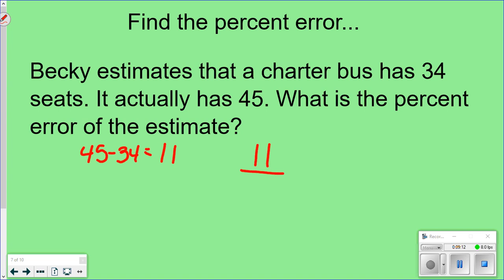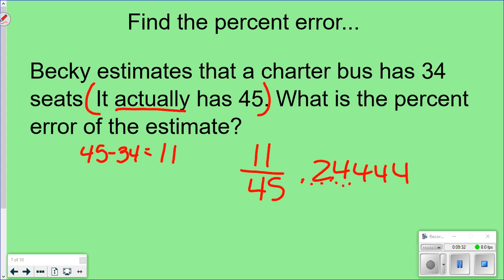Now my bottom is going to be the actual. It'll say in the problem actually 45, or actually 15 pennies in the jar, whatever. It'll actually say what it was. So 45 is going to be on my bottom. So I'm going to take 11 divided by 45, and I get 0.24444, and to 2 decimal places, so she was off about 24.4% in her guess.